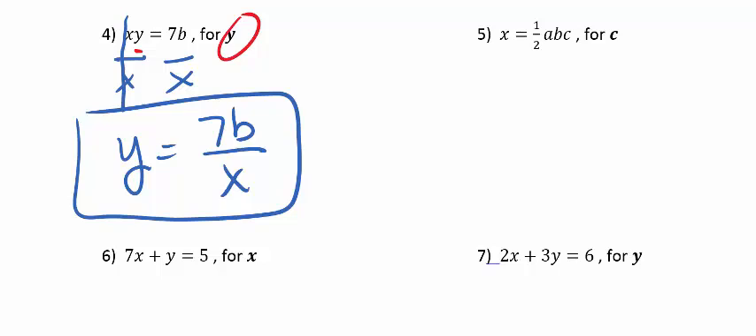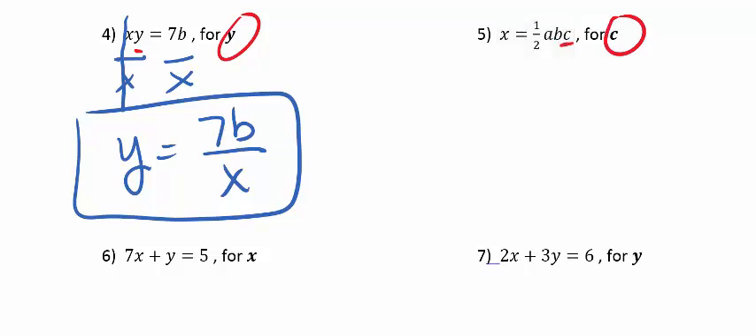In number 5, we're trying to solve for c. Here's c in my equation. Well, I have 1/2 a, b, c all next to each other. So that all means 1/2 times a times b times c. So to solve, we're going to have to get rid of the 1/2 and the a and the b.